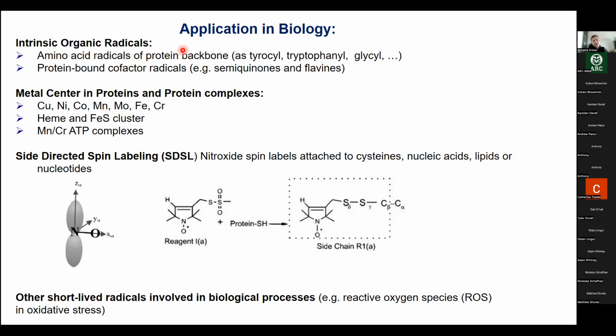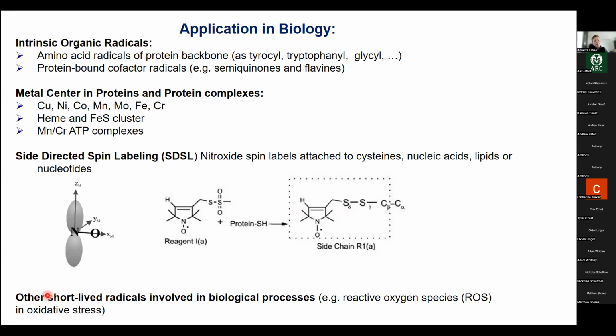But if you don't have any indigenous paramagnetic center, you can still use it by simply using site-directed spin labeling. So in site-directed spin labeling, a spin probe is attached to a specific position in your system. It can be a protein, nucleic acid, lipid, nucleotides. In the most common application, it's a protein. The mostly used spin label looks like this, and it gets attached via cysteine chemistry, but click chemistry or even non-natural amino acids work as well.